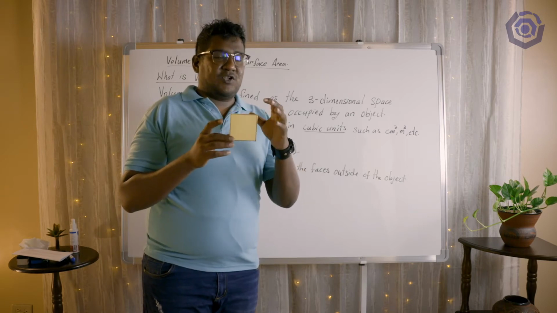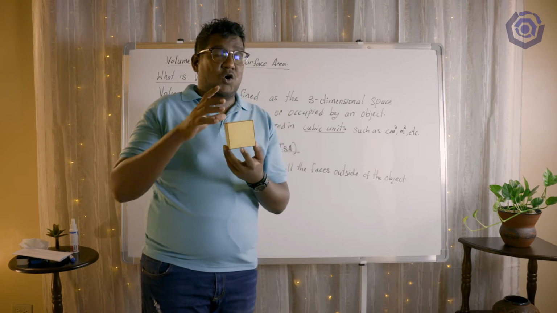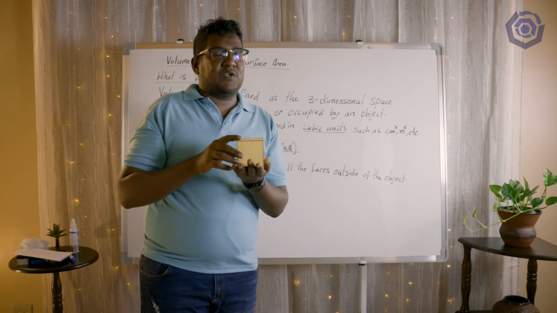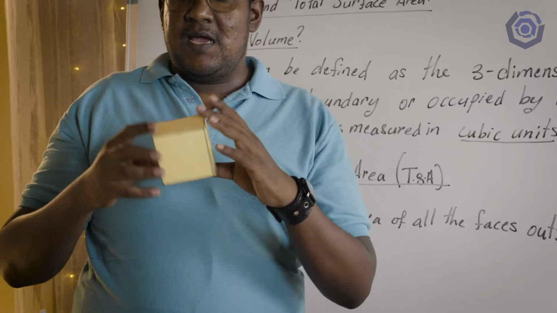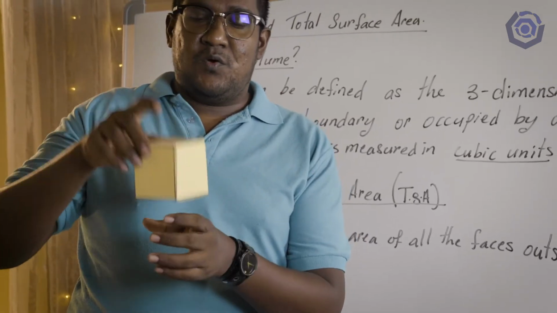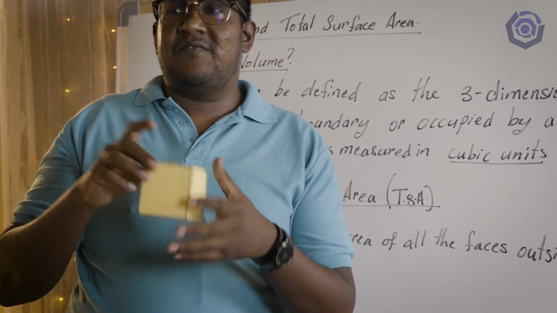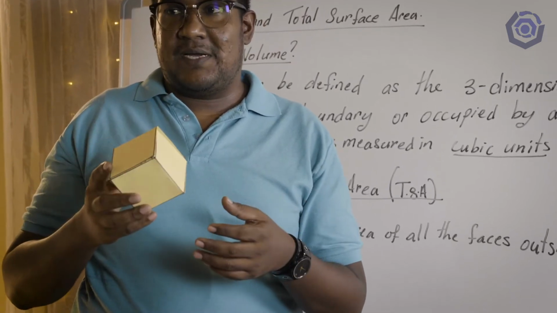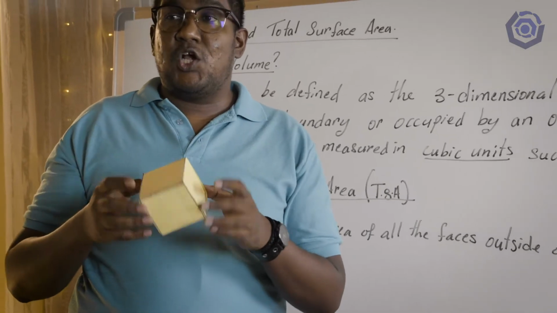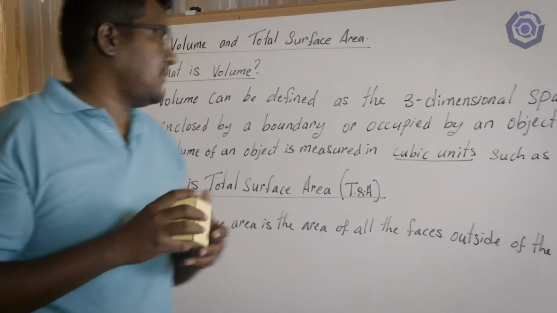So when we're finding the volume, we're actually finding the space inside or the space that we would need to fit this object somewhere. So let's say we're packing a box and you have cubes of this size. You would have to find the volume to know how many of these could fit into the box that you're trying to pack. So it's either the space it occupies or the space enclosed by its boundaries.